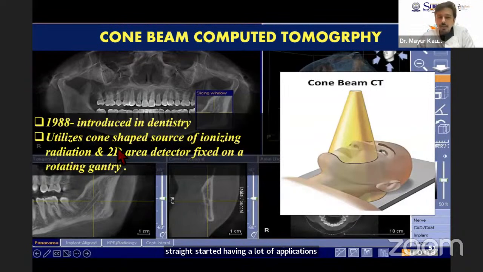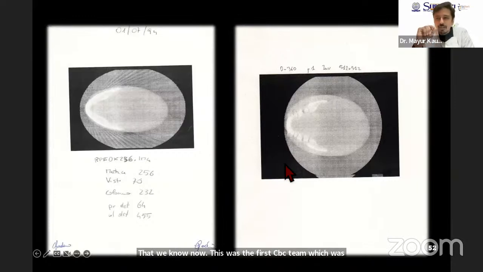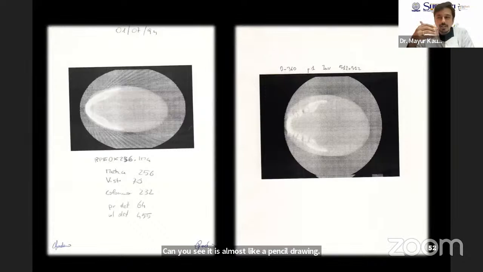But the issue was, in the beginning, it wasn't the CBCT that we know now. This was the first CBCT image which was produced. Can you see? It is almost like a pencil drawing. So it wasn't much helpful that time. But over the years, it got advanced. And now it has become part and parcel of our practice.